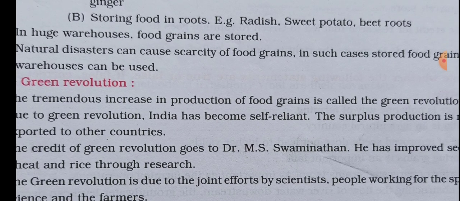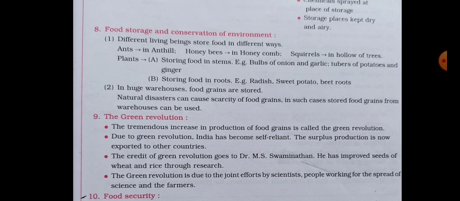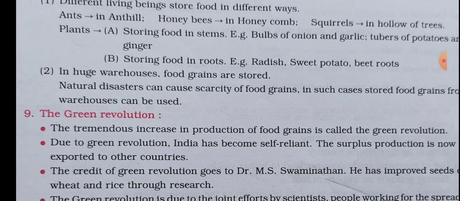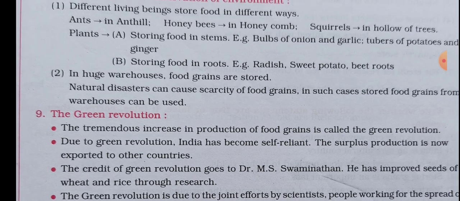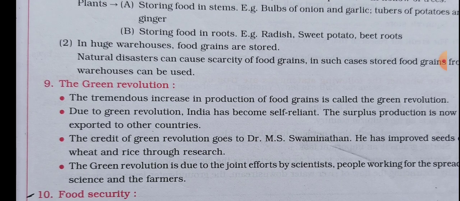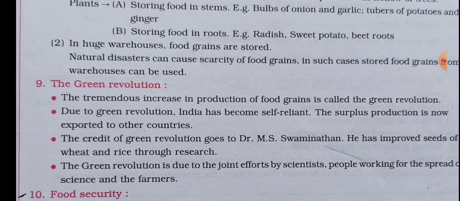Green revolution means what? This is a very important topic. The questions may ask you to write a short note on the green revolution. The tremendous increase in the production of food grains is called the green revolution. It means the plentiful production of food grains. Due to the green revolution, India has become self-reliant. The surplus production is now exported to other countries.